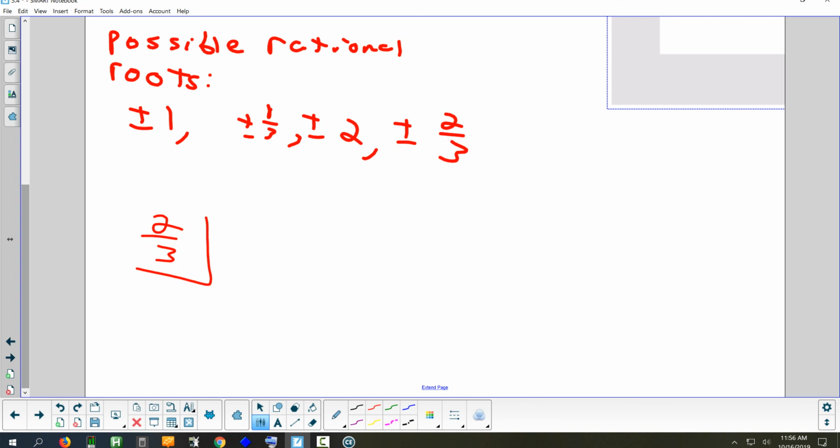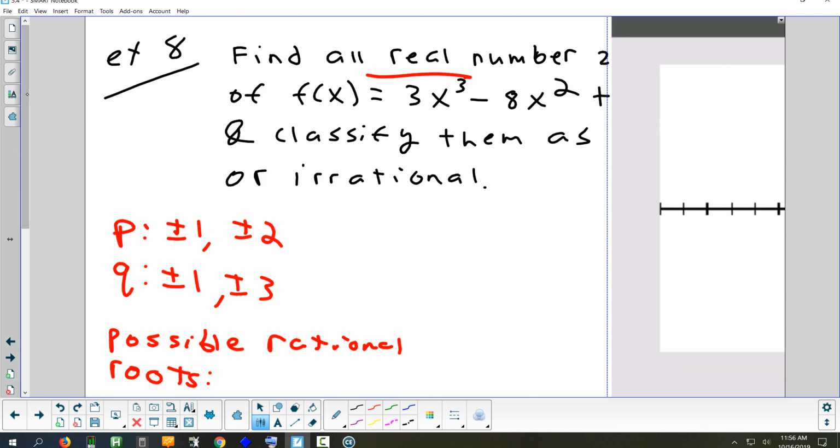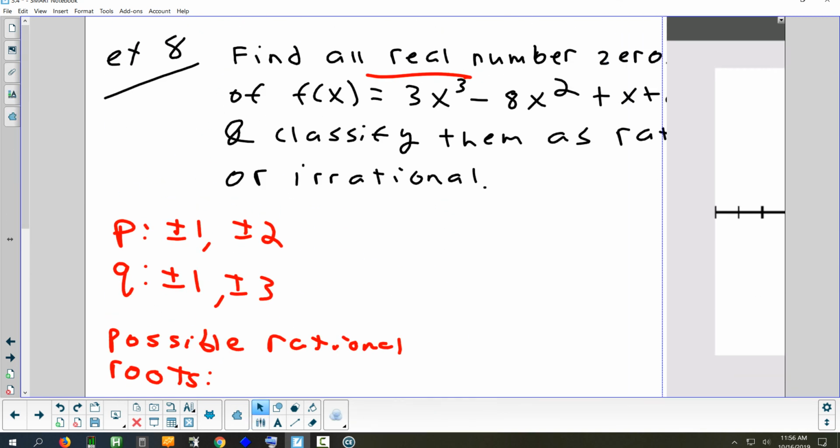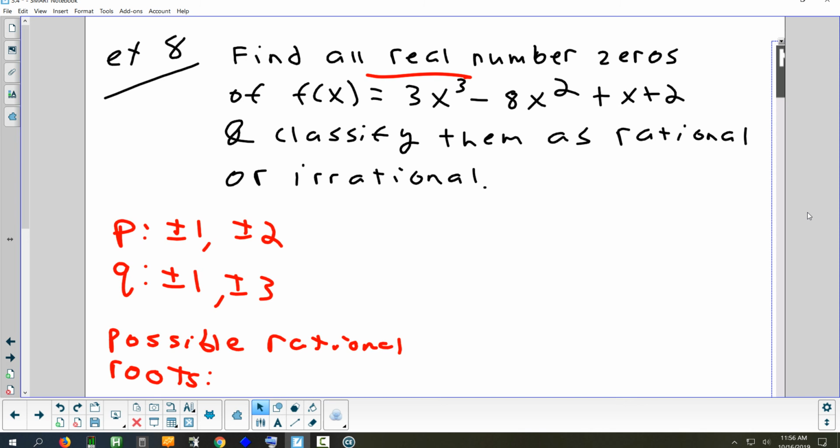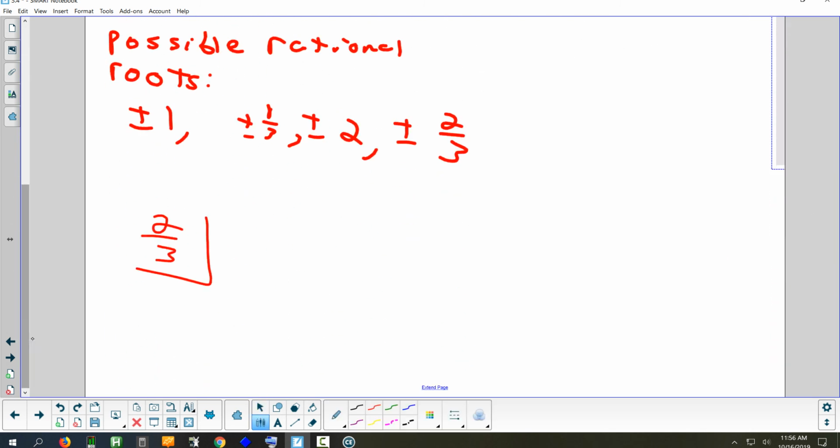2/3. Just that. 3, negative 8, 1, 2. Not missing anything. Okay, we already know that the remainder should be what? Should be 0. I'm hoping to get a negative 2 at this last step. Let's see what happens. Bring down the 3. What's 2/3 times 3?